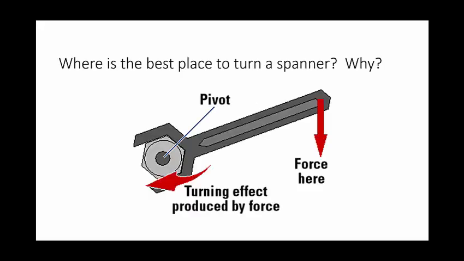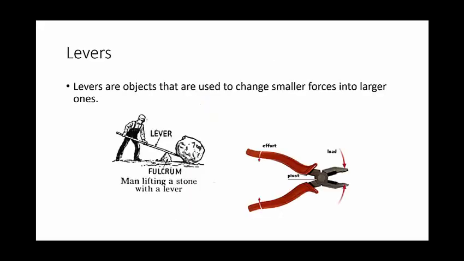Okay, so if we think about where the best place is to turn a spanner, we turn it from the very end. And the reason for that is because that gives us the greatest moment. Remember, the moment is equal to the force times the distance. So the bigger the moment, the bigger the turning effect of the force, and therefore it enables us to emit a larger force. Okay, levers are objects that are used to change smaller forces into larger ones.